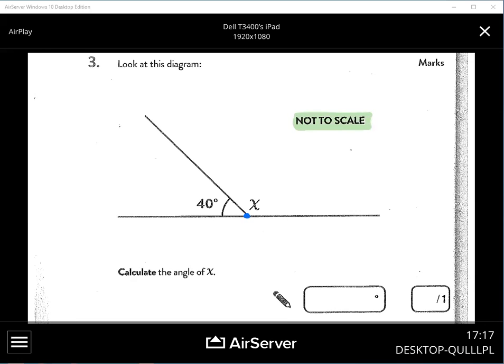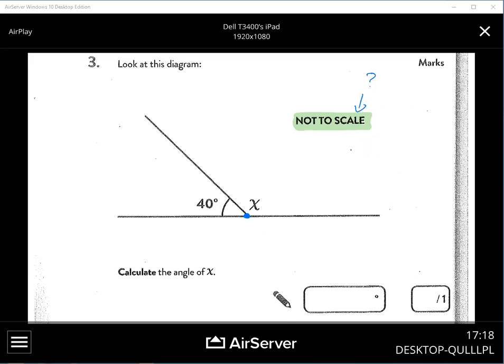What does this wording here mean, not to scale? You're not supposed to scale it. Okay, no, it's not quite that. The words not to scale mean it's not drawn accurately. So the 40 degrees that they've shown in the diagram isn't necessarily 40 degrees. They've given us a very neat sketch of the situation.